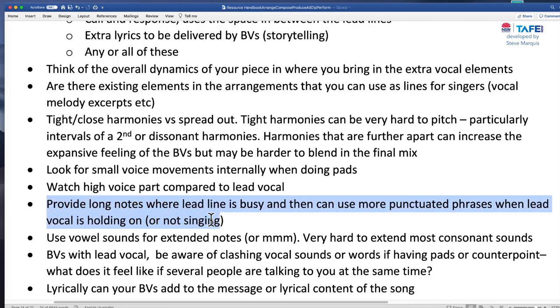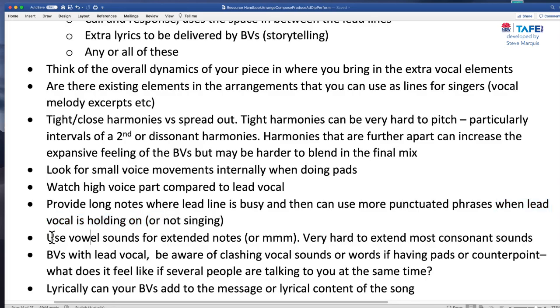Again, a good arrangement tip in general, if there is quite a busy lead line or vocal line going on, that's a good opportunity to put pads in, because you're not going to get in the way of the articulation of the main vocal or create rhythmic confusion. When there are spaces, you could look at trying more punctuated phrases. Also, you can work with that when the lead vocal is holding on.